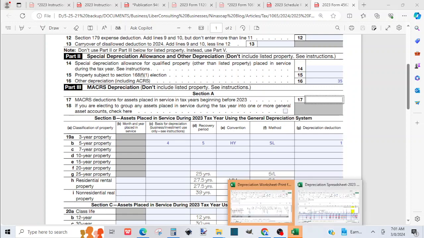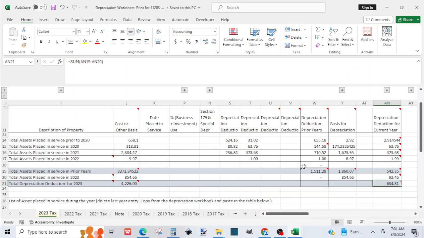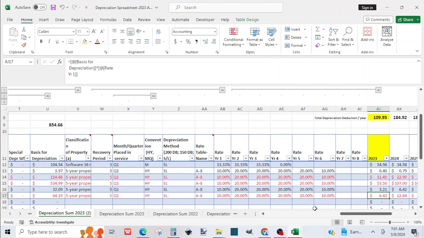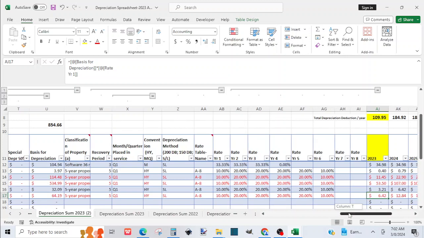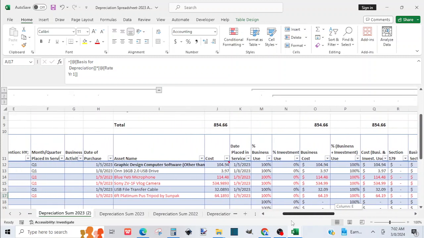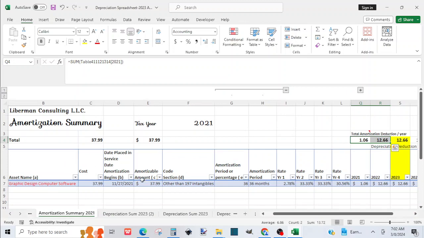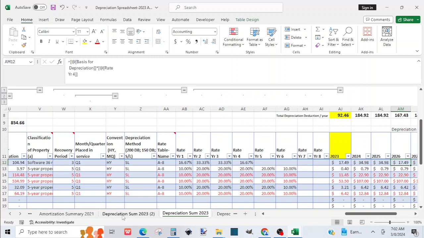So we will go to depreciation worksheet. And by the way, if you are looking for a worksheet to track your assets, you don't have time to design your own, and you're not using a software to track it, you can find this depreciation worksheet, and it has a portion for amortization as well.